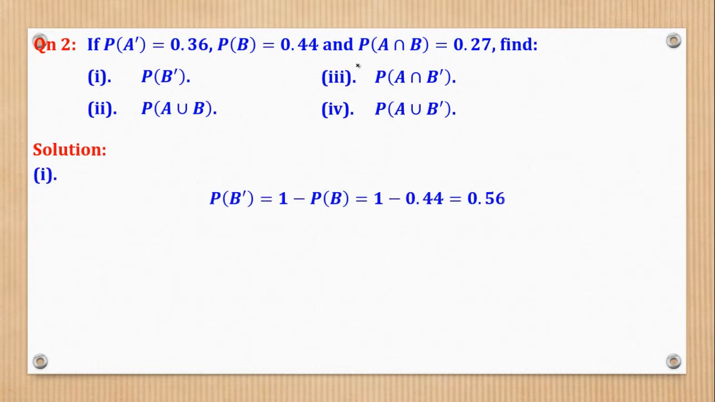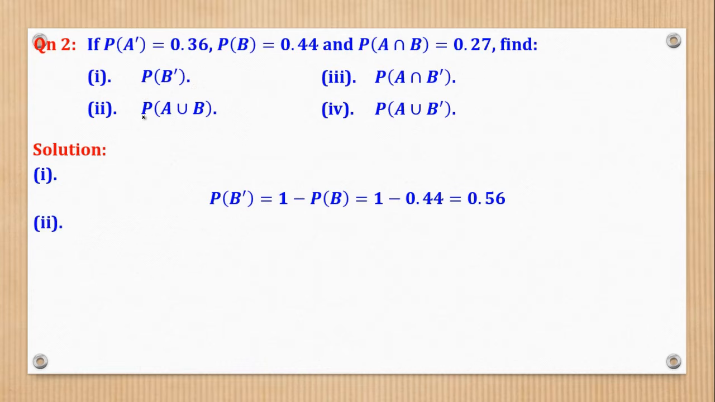So we shall start with Roman 1, probability of B complement. Remember, probability of B plus probability of B complement is equal to 1. Therefore, when I make B complement the subject, I'll come up with 1 minus probability of B. And the good thing, probability of B is given here. So I'll end up with 0.56 as probability of B complement.